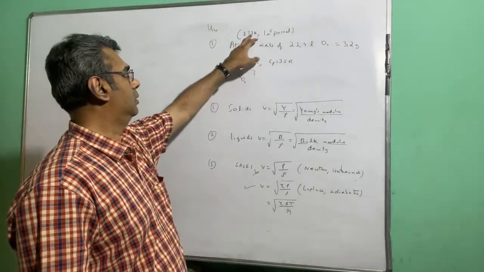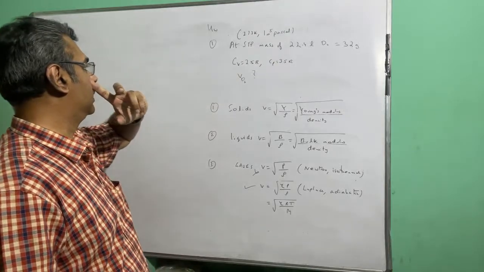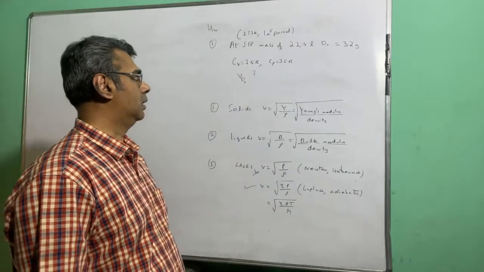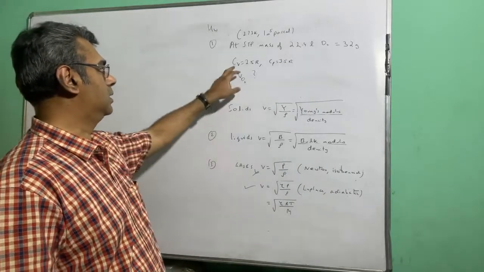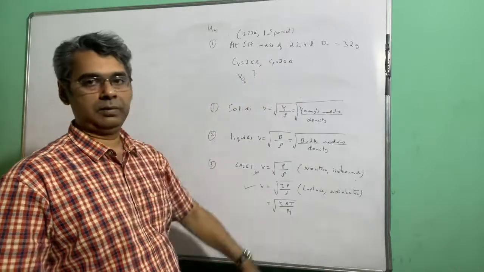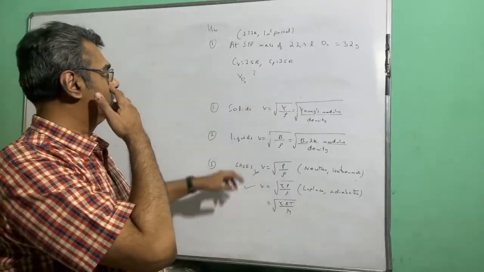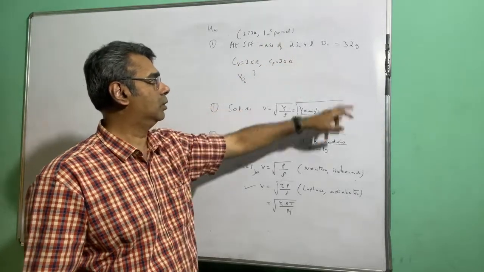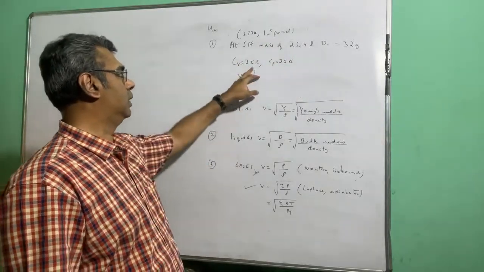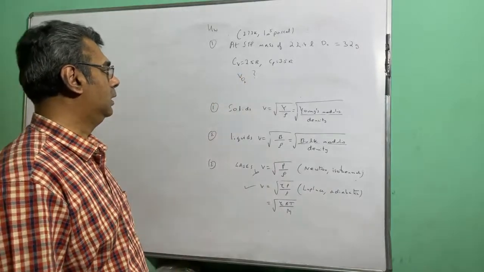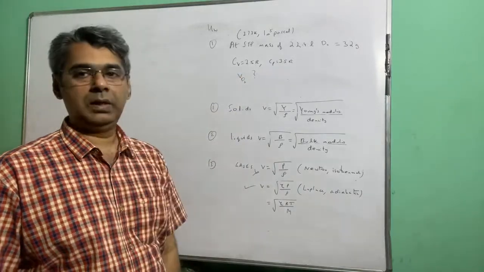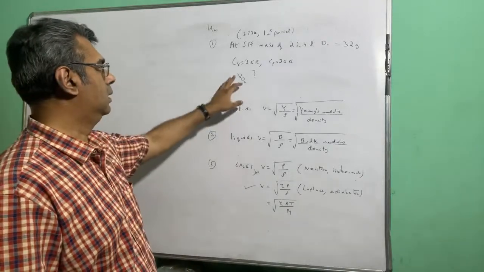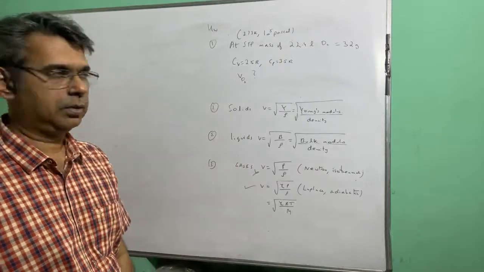At STP, 273 Kelvin, 10 to the power 5 Pascal, the mass of 22.4 liters of O2 is 32 grams, and CV is 2.5 R, CP is 3.5 R. The question is, what is the speed of sound in oxygen? So this is the first homework question.